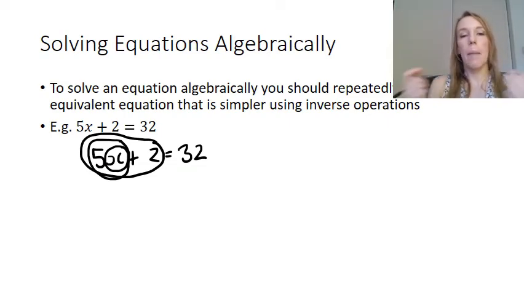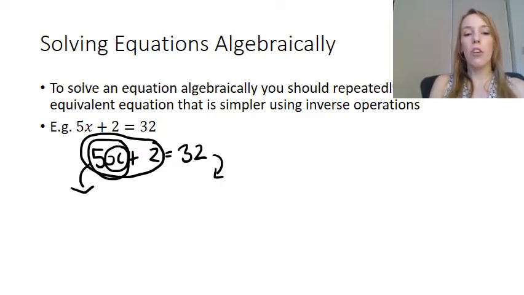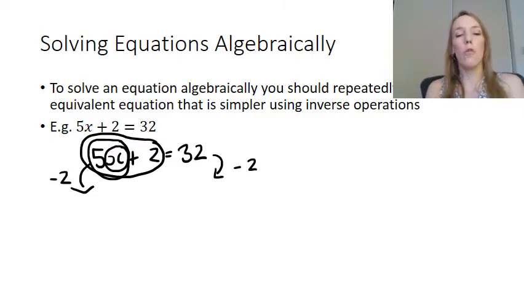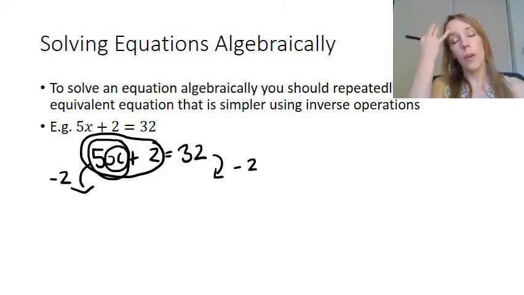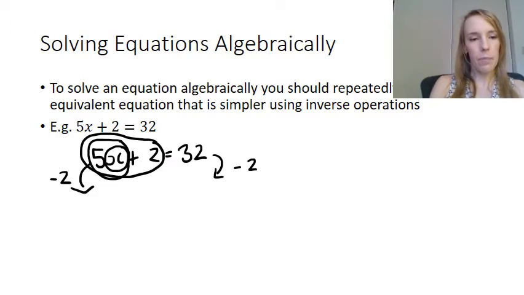The first layer is that plus 2. So the inverse of plus 2 is obviously subtract 2. So we're going to do equivalent equations, and we're going to subtract 2 from both sides, because that way our answer will still be correct. Because if we only subtracted 2 from one side, it's no longer an equivalent equation. So the left-hand side will no longer equal the right-hand side. So 5x plus 2 take 2 is just going to leave us with 5x. And 32 take 2 is going to leave us with 30.